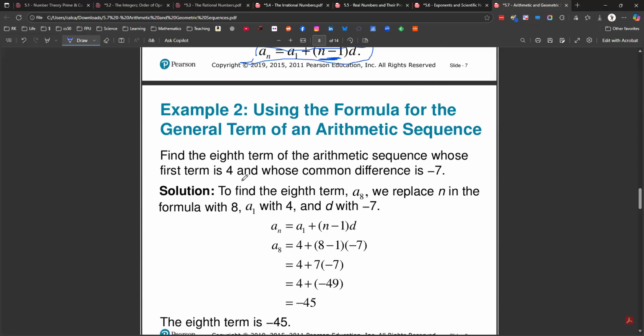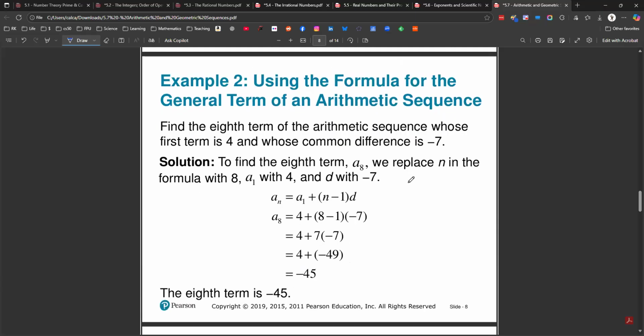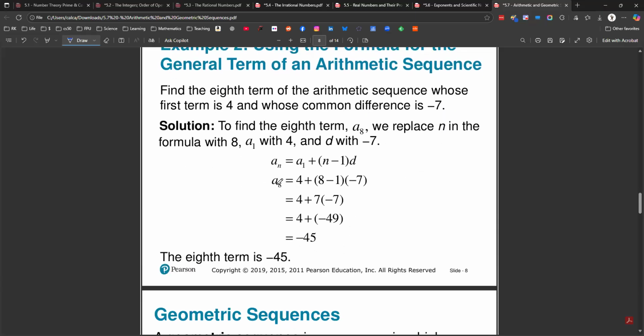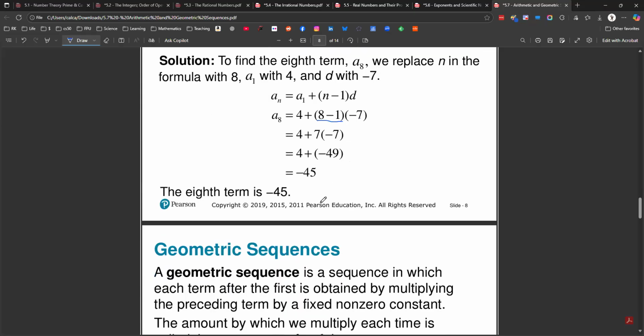Find the 8th term in the arithmetic sequence whose first term is 4 and whose common difference is -7. So plugging in what we know, we want the 8th term. Our first value is 4, and we're going to look at 8 minus 1, which is n minus 1, times the -7 difference. Simplifying, you get 4 minus 49, which is -45. So the 8th term is -45.